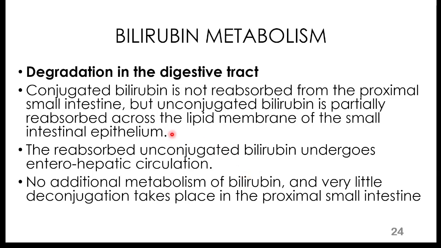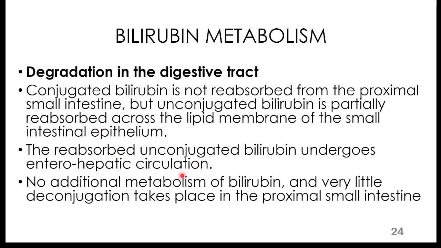But unconjugated bilirubin is lipid soluble and it can readily cross membranes, and that is why unconjugated bilirubin was transported bound to albumin. Some of the unconjugated bilirubin gets to bile and is secreted along with the bile, and will be reabsorbed across the lipid membrane of the small intestinal epithelium. This will undergo enterohepatic circulation.